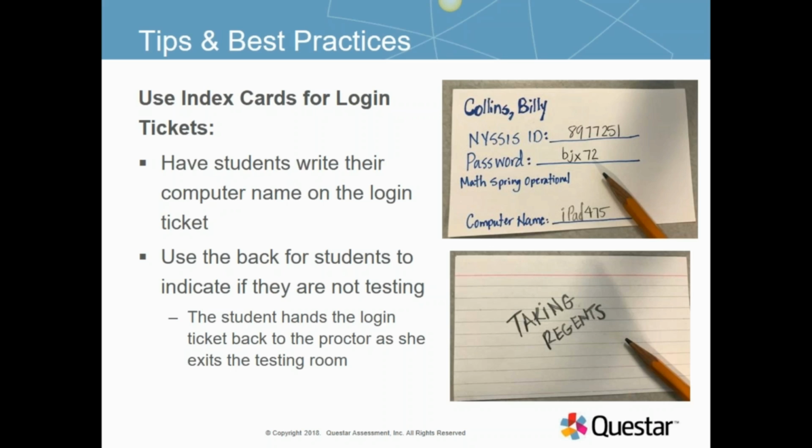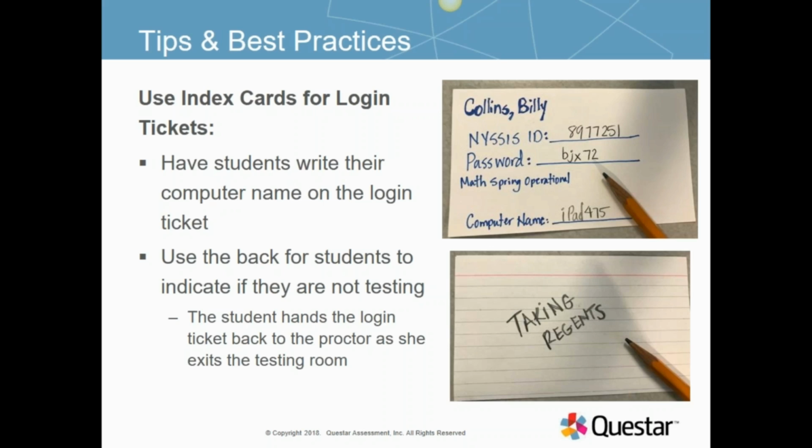But a great tip is for the school to have the students write the computer name at the bottom of the login ticket or on the back. This is a great tip for what if the internet goes out, like a cable is cut and there's no internet in the district. For this reason, you're going to want those students to identify the computer that they're on. And we're going to get into that a little bit more, about the internet going out, etc. So you can see here we've had Billy write down what iPad number he's testing on that day.